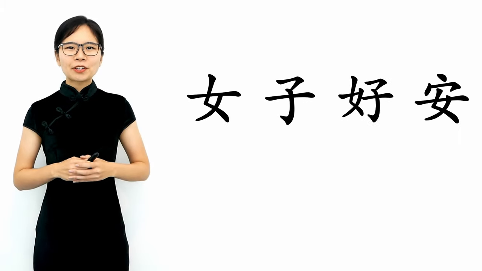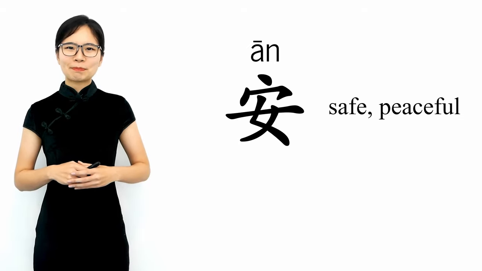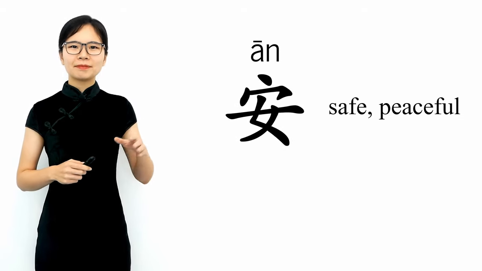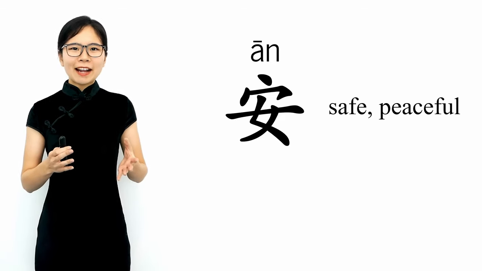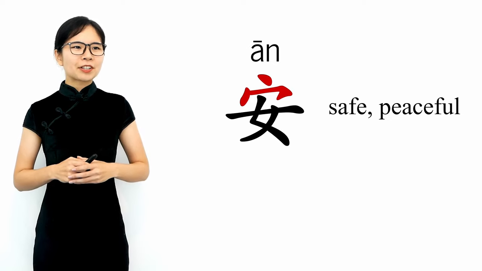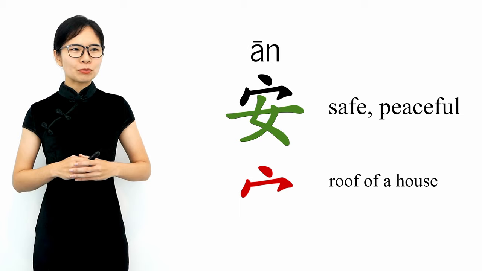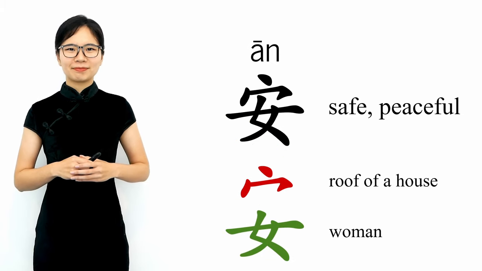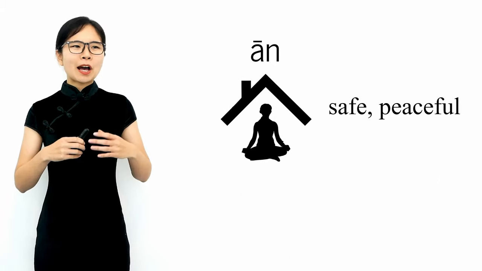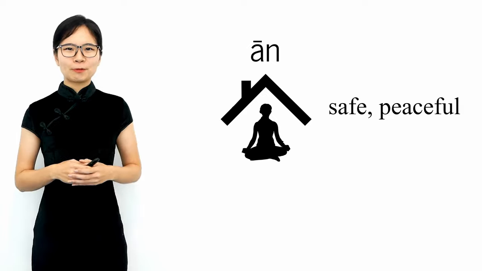And our final character for this lesson is 安, which means safe or peaceful. 安, 安. This character is made of two components. The top of the character represents the roof of a house, and under the roof is a woman. You can remember this character by imagining a woman peacefully meditating in the safety of her home.